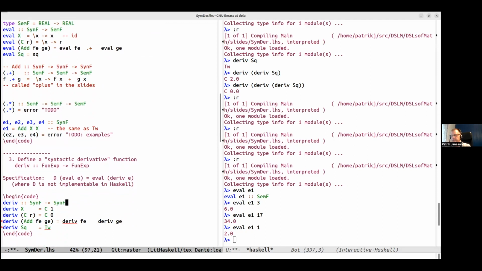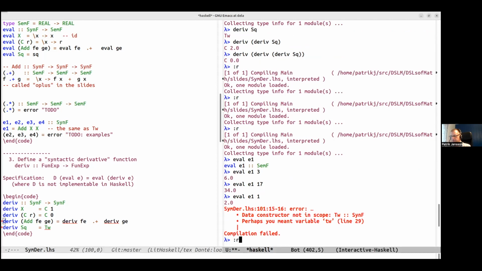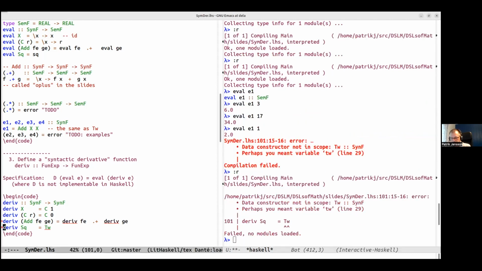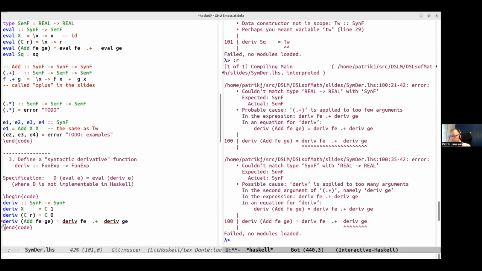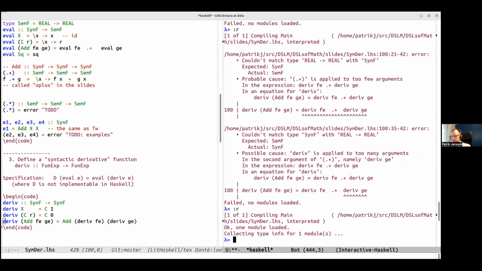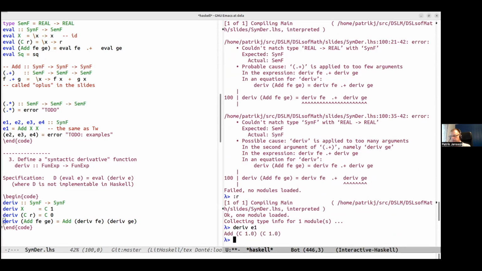But notice that these expressions are syntactic, so we can't use dot plus here. I can try, and then it will say, well, okay, I should remove that case as well. It would just say that you can't match SynF with SemF. So I need to add syntactic things together, and that is what the constructor add is doing. So now it works, and now I can compute the derivative of E1.